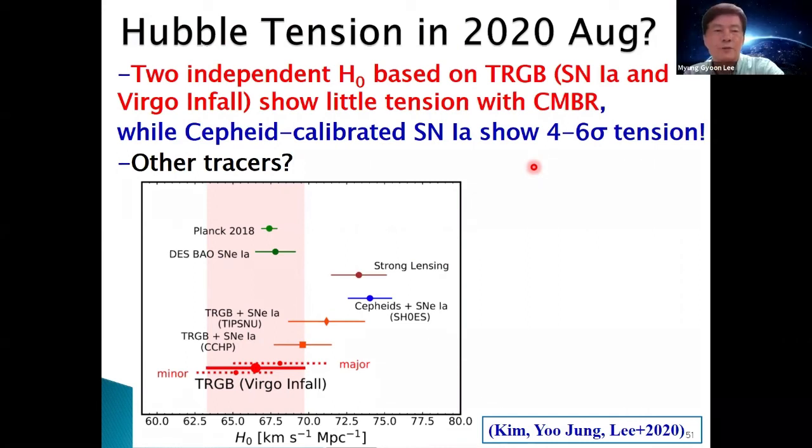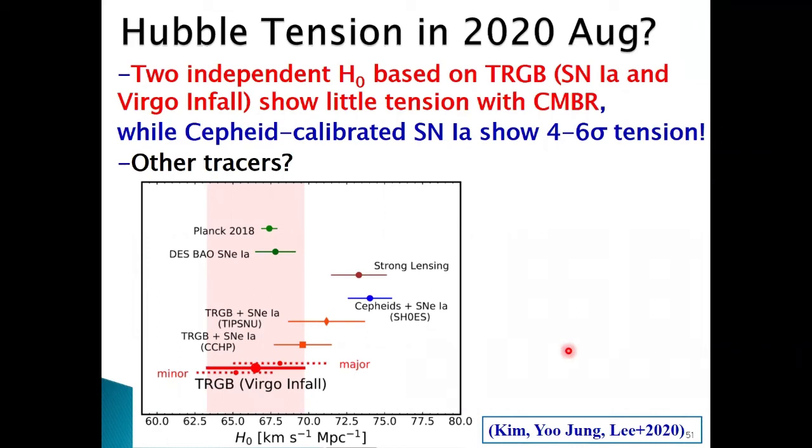Yes, that argument has been around as a possible solution to the tension between Planck and Cepheid-calibrated supernovae. But I would like to emphasize that the TRGB from Vogo info is right at the local universe, but does not show any large value of the Hubble constant, which is not consistent with that argument. Okay. Thank you.